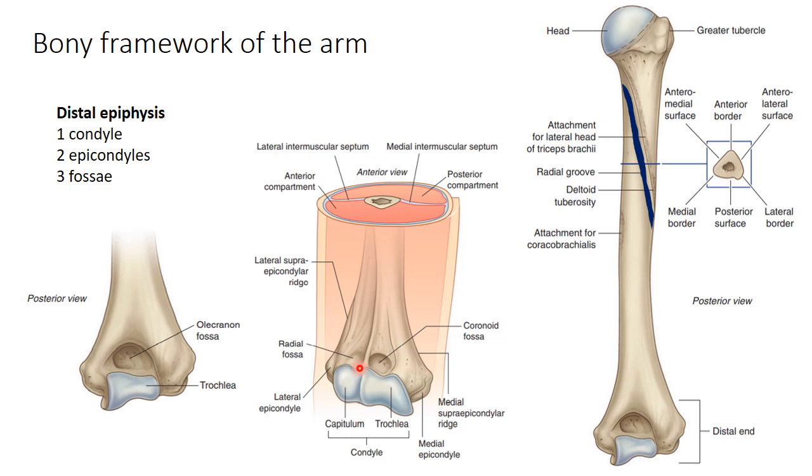So let's move to the fossae. On the anterior aspect, we have a shallow small fossa above the capitulum of the condyle called the radial fossa. A deeper fossa above the trochlea is called the coronoid fossa. On the posterior aspect, we have the deepest fossa, which lies just above the trochlea. It is called the olecranon fossa.